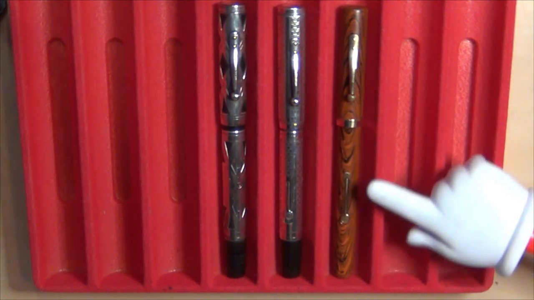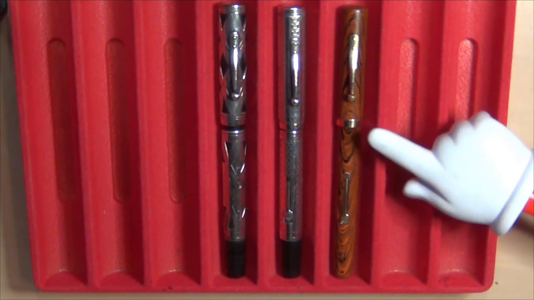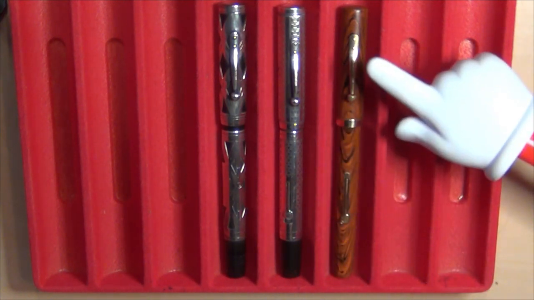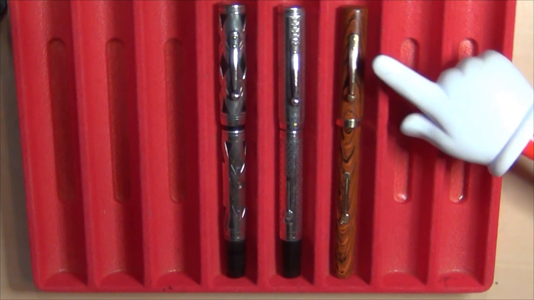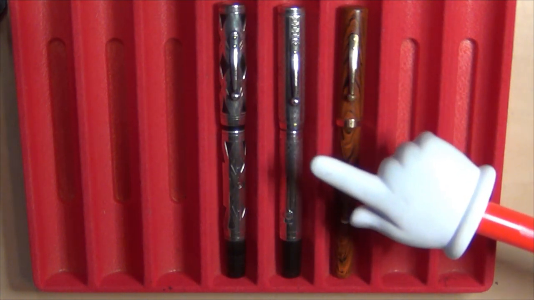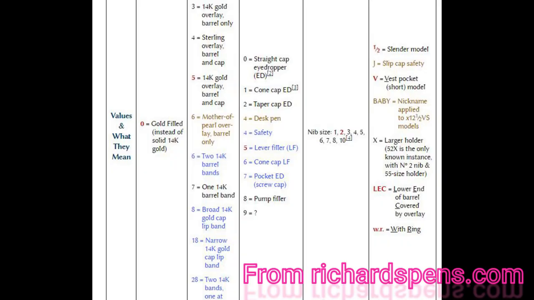Next over here, I just wanted to show you what a Waterman 52 looks like in the red hard rubber. So you can see it's about the same size, but 52 versus a 452. Well, what's the difference? Waterman used to have a numbering system that was prevalent way back when, and I'm going to share with you what that means. I've got a graphic here that I got from richardspens.com, and each digit has something that it stands for.